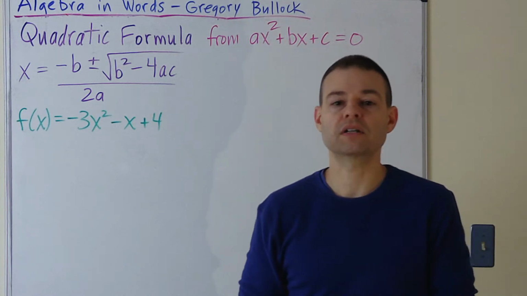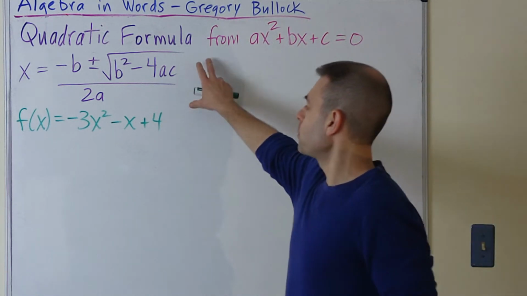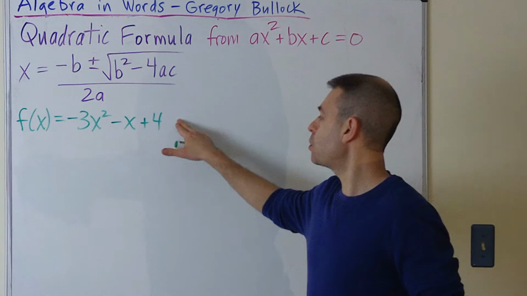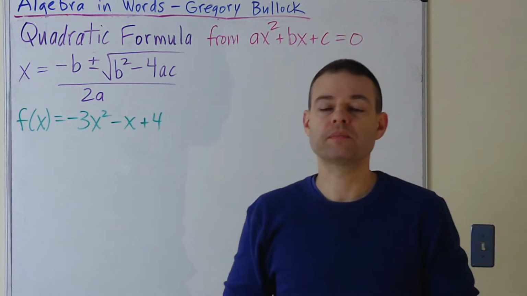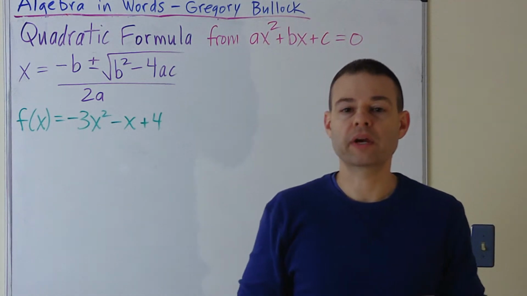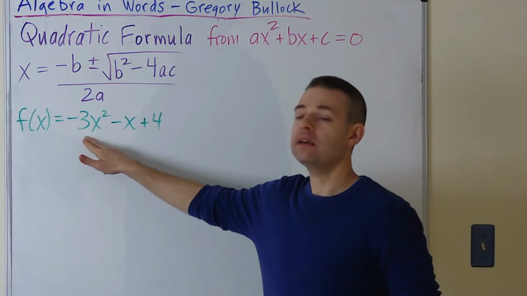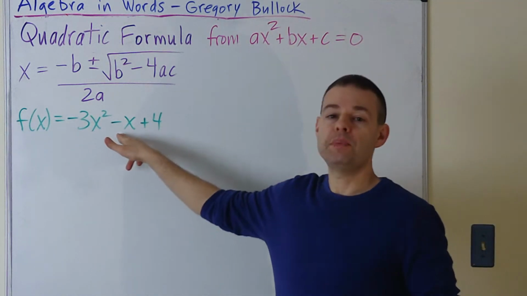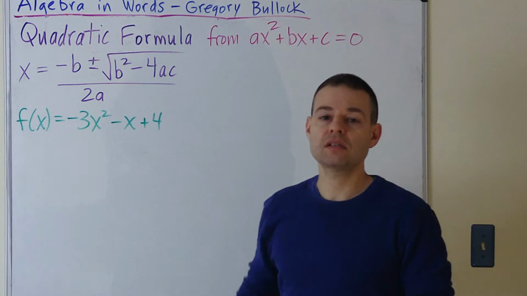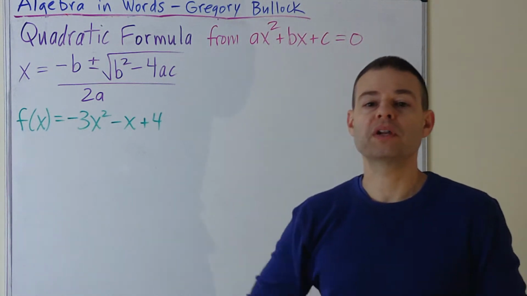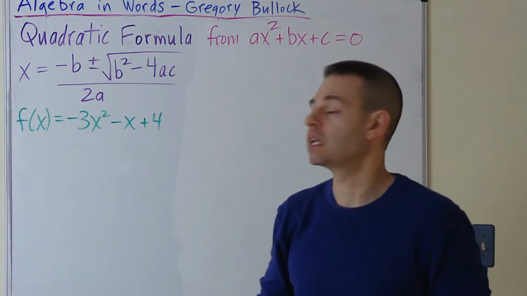Okay, so let's get started. I have the formula written, and I have an original equation given. It comes as a function. It's in standard form, so we're able to get started. A is -3, B is -1, and C is 4. So all we're going to do is plug into the formula.